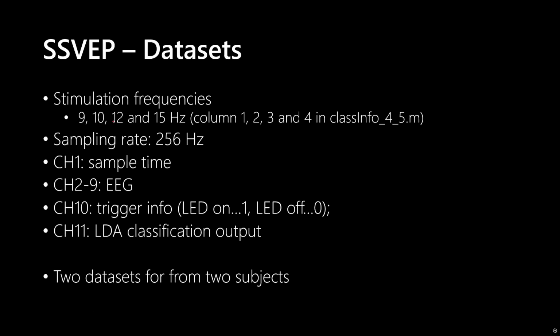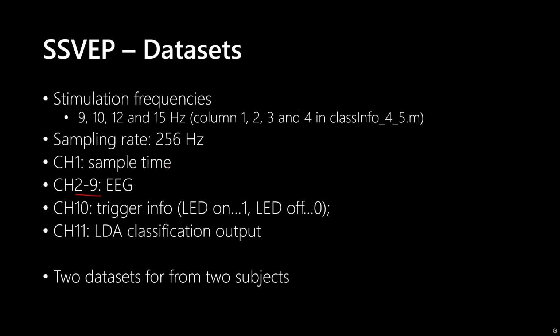Regarding this dataset, we have stimulation frequencies of 9, 10, 12, and 15 Hertz, and this is detailed in the class info .m file. We have a sampling rate of 256 Hertz, and in this case we have 9 channels. Channels 2 to 9 are the EEG channels, so again, 8 EEG channels in total.